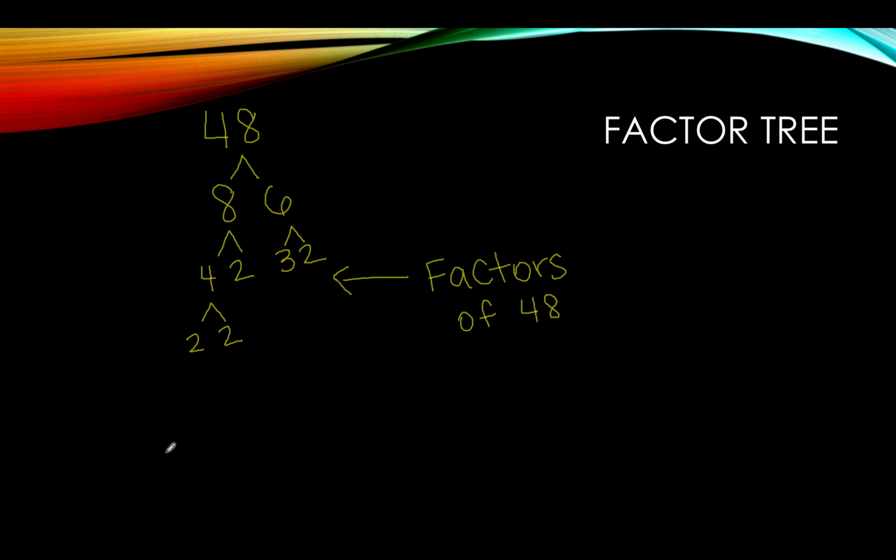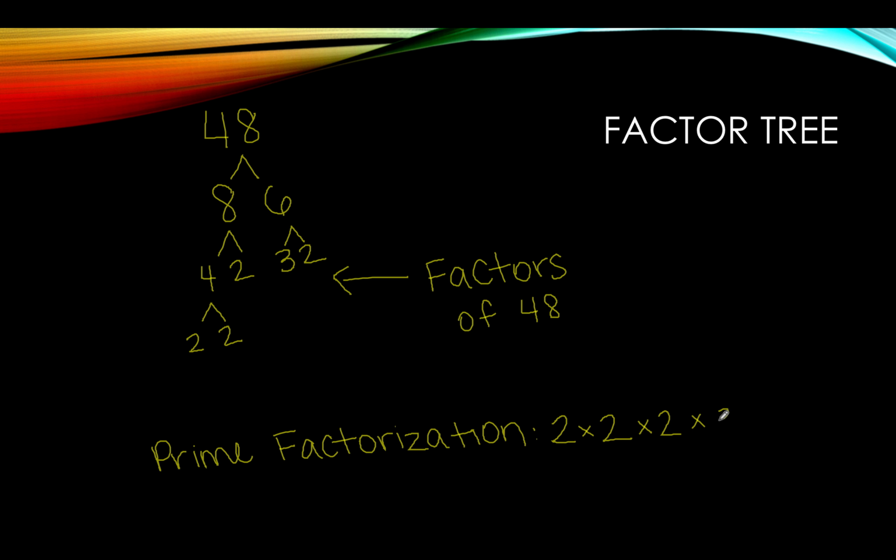Another way that this may be expressed is called the prime factorization. The prime factorization is when you're multiplying each of the factors. So I would have 2 times 2 times 2 times 3 times 2.